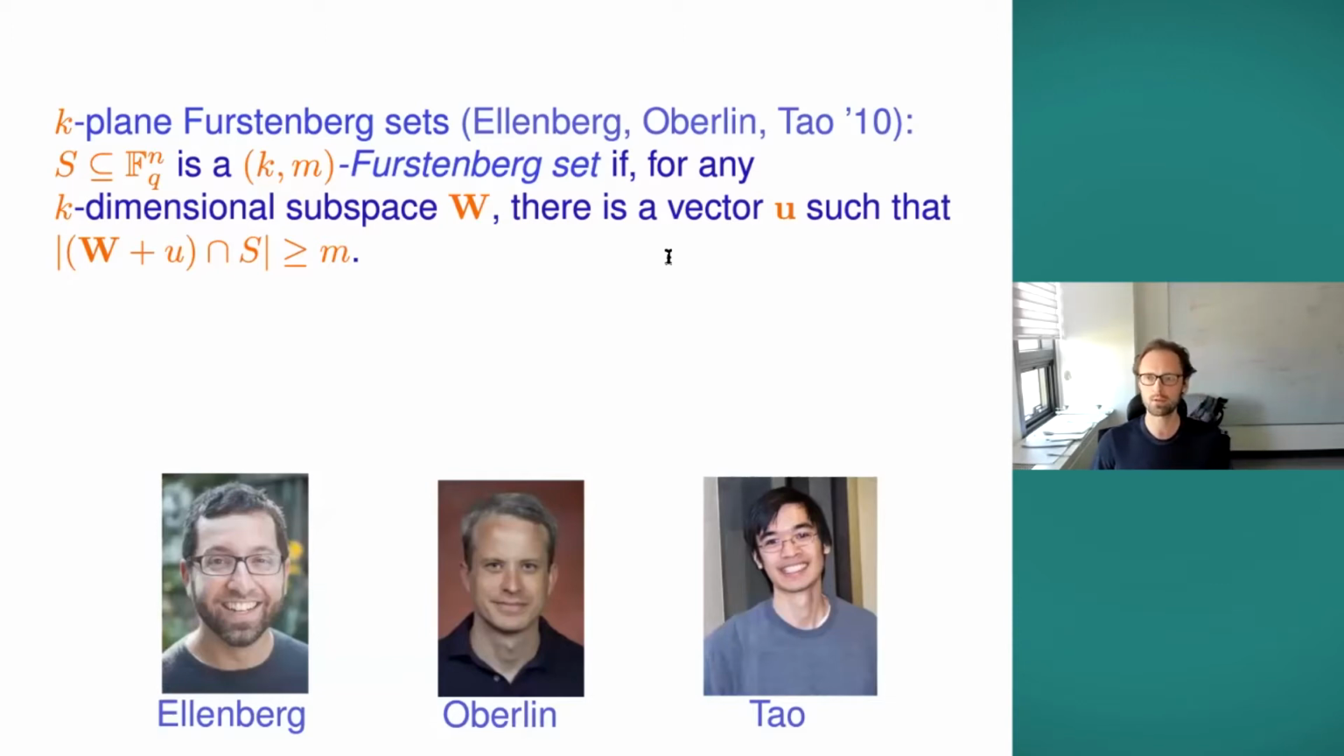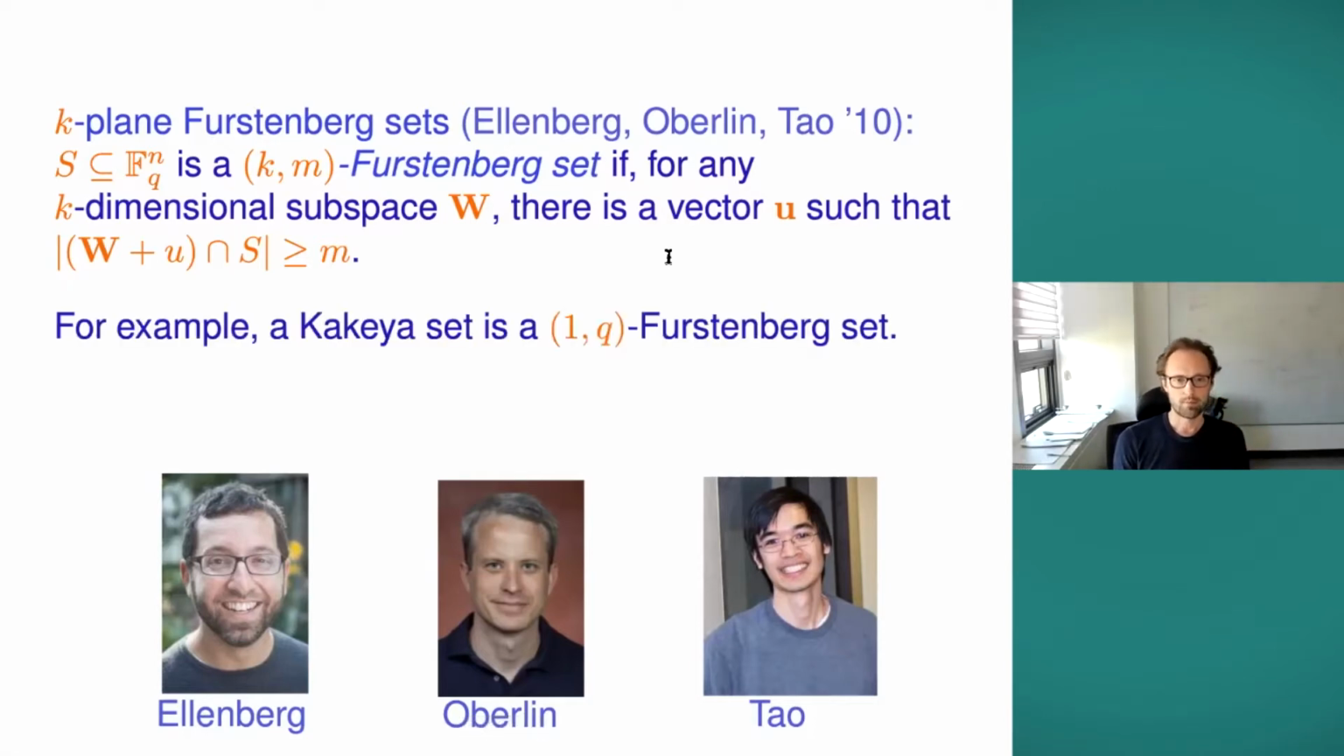So here we're generalizing in two different directions. One, we're replacing lines by k-flats. And the second is that instead of saying that this k-flat must be contained in the set S, we only require that the intersection of the k-flat with S is at least m points.